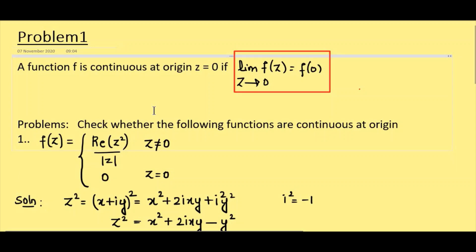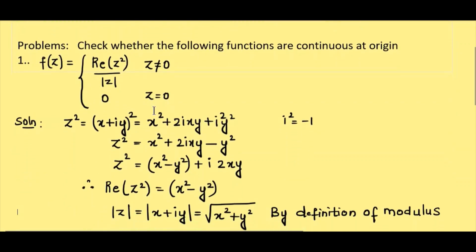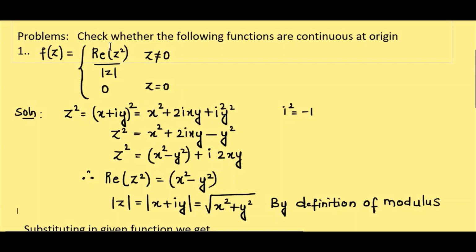Check whether the following functions are continuous at origin. F of z equal to real part of z square by modulus of z when z is not equal to 0, 0 when z equal to 0. First you have to simplify this in terms of x and y. For that you have to substitute z as x plus iy and then simplify that in terms of x and y.